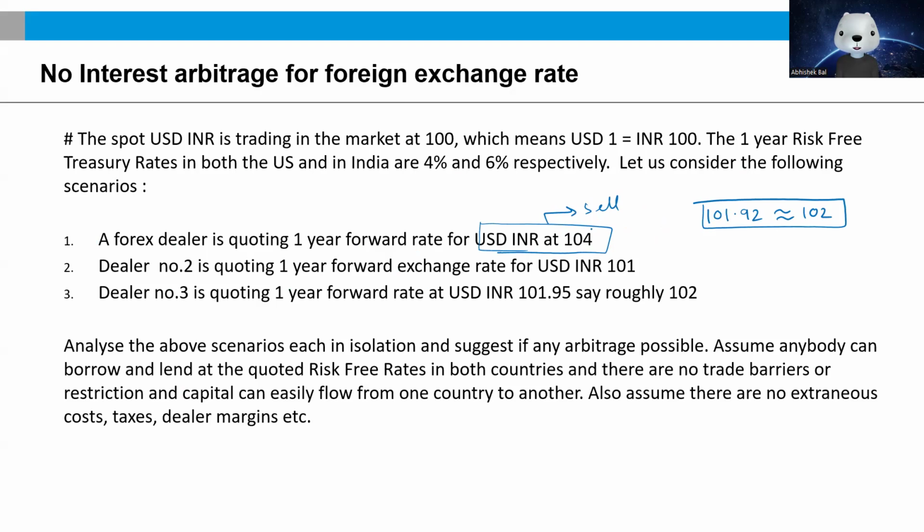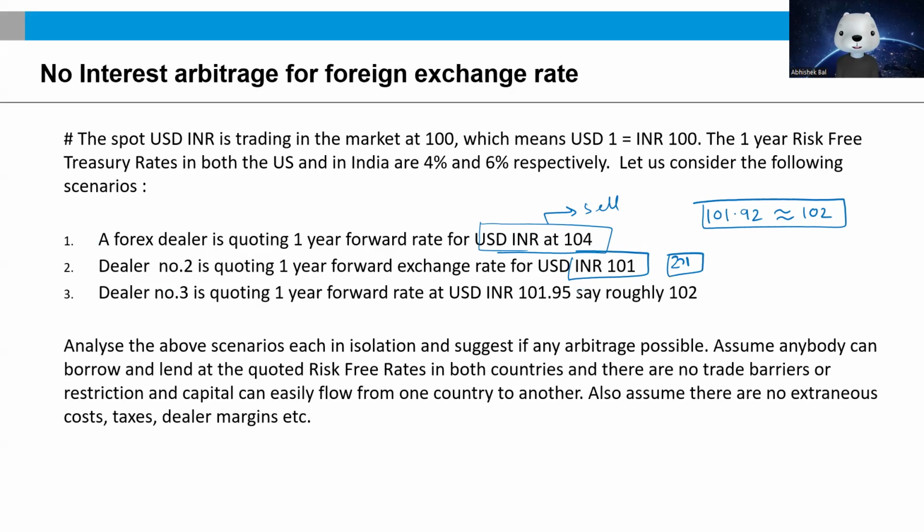The basic rule of arbitrage is to sell where the price is high, buy where the price is low. Dealer number 2 is quoting a 1 year forward rate of 101. Obviously, you must buy, because if you buy, 1 year down the line you're going to pocket about rupee 1 for every $1 transaction, right?